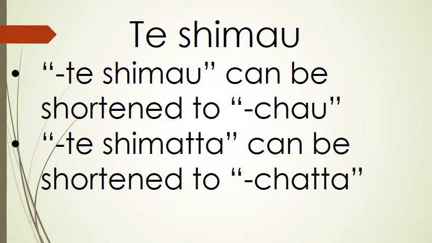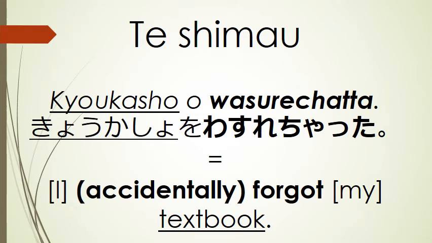Now let's look at te shimau. Te shimau can be shortened to chau, and te shimatta can be shortened to chatta. If I said kyokasho o wasurechatta, that would mean I accidentally forgot my textbook, or just I forgot my textbook.